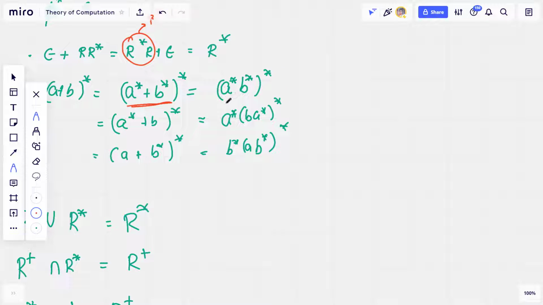This is kind of interesting. See, a star into b star. There's no plus here. I've concatenated it. So this is what? This is any number of times a star b star. Any number of times a star b star. That's what this star indicates.